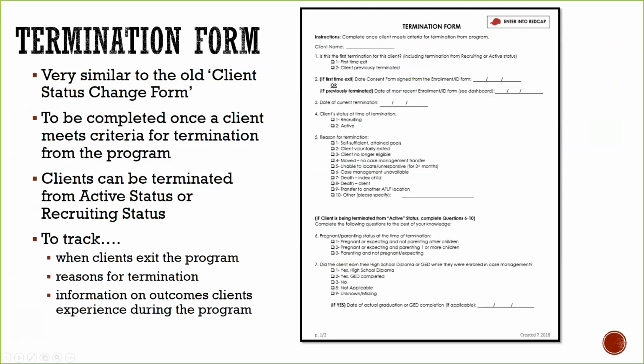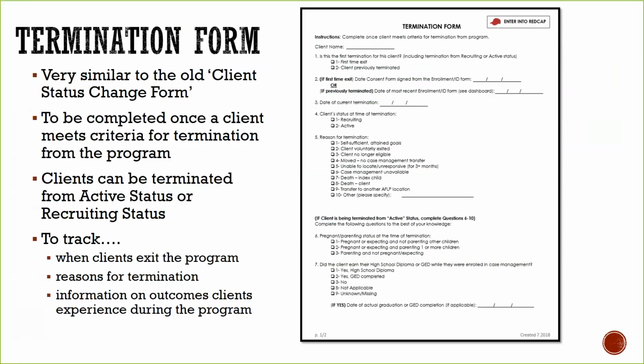The termination form is to be completed once a client meets criteria for termination from the program, as we discussed when we looked at the status timeline. The purpose of this form is to track when clients exit the program, to track reasons for termination, and to allow us to capture information on outcomes that clients experience during the program.